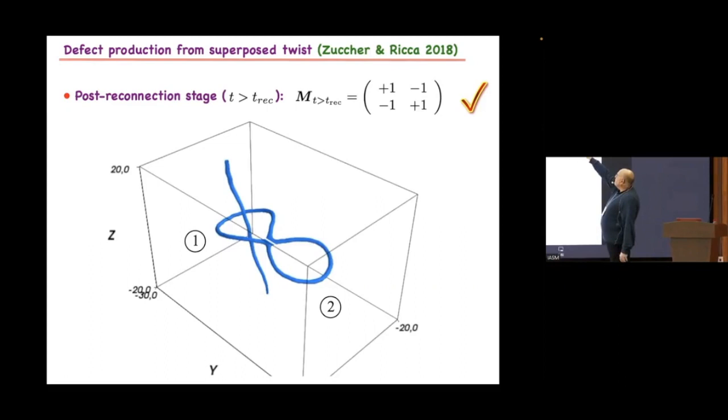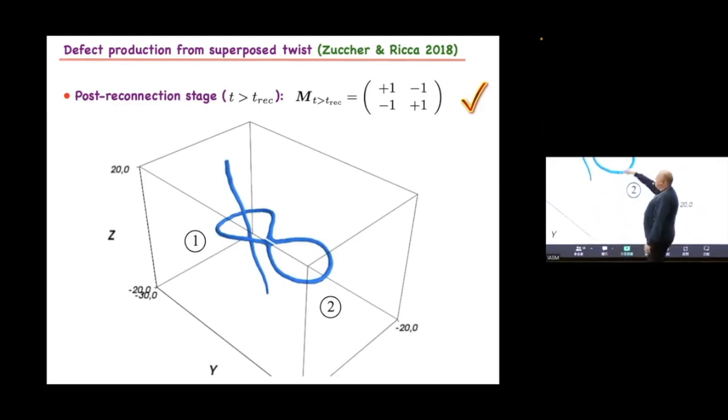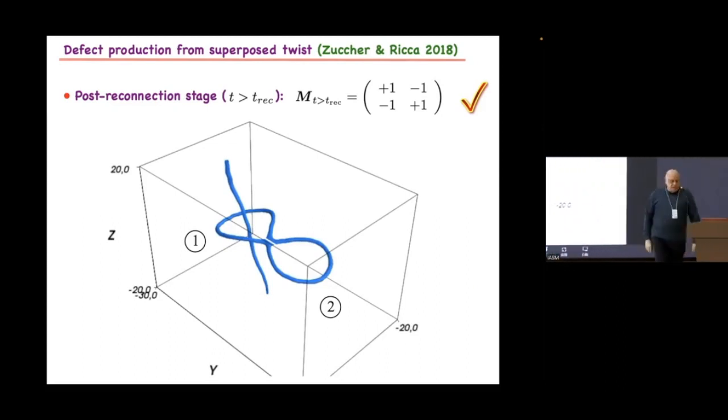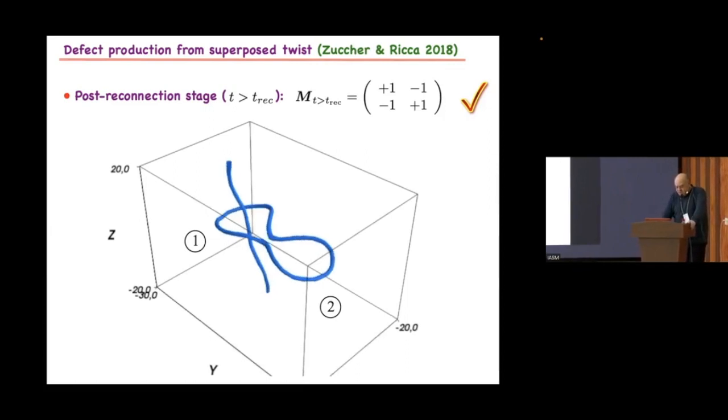You go to a time later than the reconnection time, you go back to two defects, this one with the 8 shape and the other one at the center, which satisfies again the linking matrix condition. So if you let it go, it goes like this.